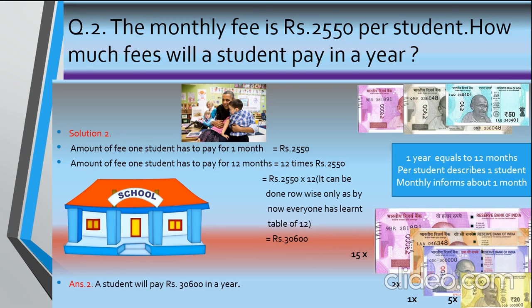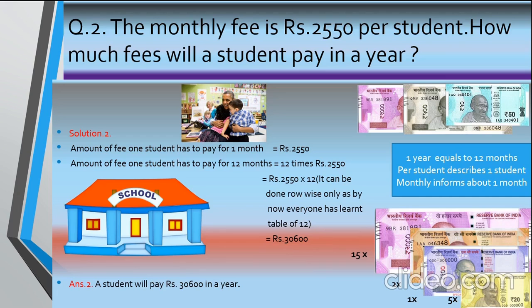Now, how to start writing the statement? So, as usual, you will see the line of question. How much fees? So, you have to start the statement from amount of fee. First line, using the information: amount of fee one student has to pay for 1 month is equal to rupees 2,550.